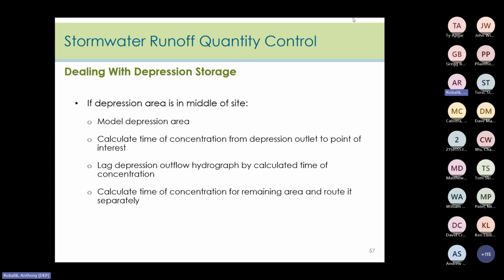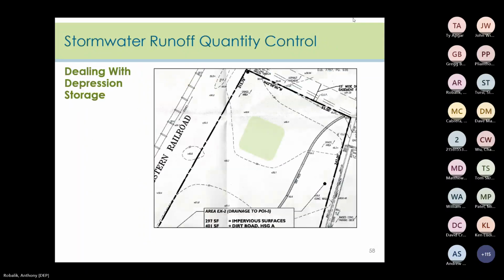So in general, this is the procedure to follow when reviewing existing condition depression storage somewhere within the confines of a proposed development. The reviewer must make sure that the depression area is modeled. The time of concentration is calculated from the outlet of the depression to the point of interest correctly. Lag the depression outflow hydrograph by the calculated time of concentration, and then calculate the time of concentration for the remaining area of the site and route that separately.